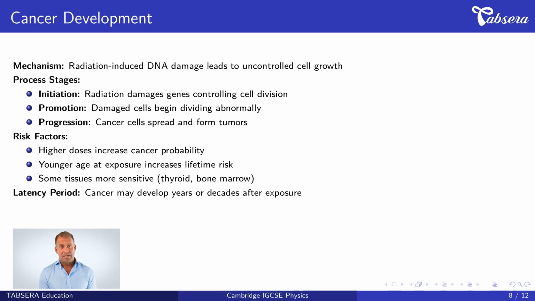Several risk factors influence cancer development. Higher radiation doses increase cancer probability in a roughly linear relationship. Younger age at exposure increases lifetime risk because there are more years for cancer to develop and young tissues are more sensitive. Some tissues are particularly vulnerable, including thyroid gland and bone marrow. The latency period is crucial to understand. Cancer may develop years or decades after initial exposure, making the connection difficult to establish.